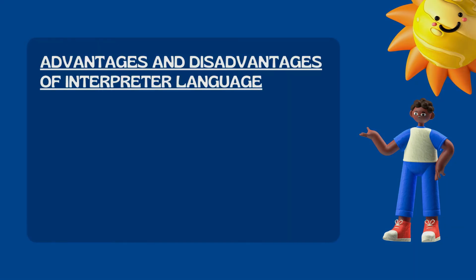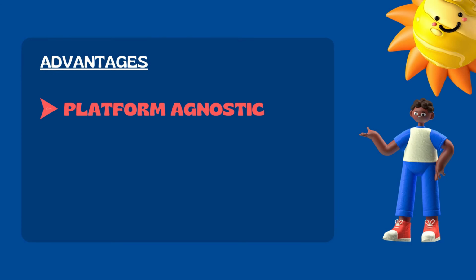Now let's see the advantages and disadvantages. First, let's go over the advantages. Interpreted languages are platform agnostic. That is, they do not depend on a single platform. They can be written on one platform and executed anywhere else. Interpreted languages are easy to debug as they are executed one instruction at a time, so it's relatively easier to find out which particular point in the program is causing the error.